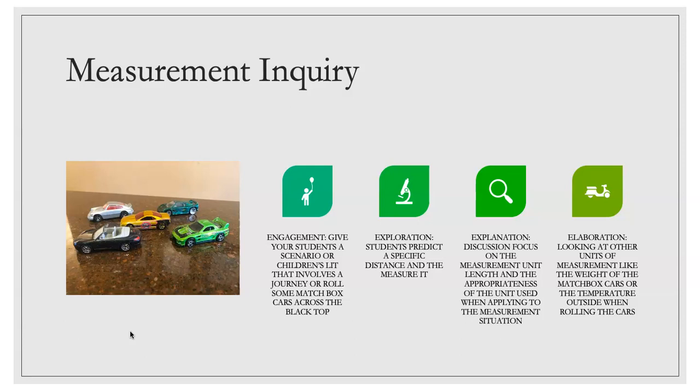During the explanation, your discussion can focus on the measurement unit of length and the appropriateness of that unit used. So for example, you probably are not going to be using centimeters if you are rolling a matchbox across a flat blacktop. You might be using meters instead, and you can discuss when you use certain amounts of measurements. And then elaboration could be looking at other units of measurement, like the weight of the matchbox cars or the temperature outside when rolling the cars. So that could be a way to elaborate.